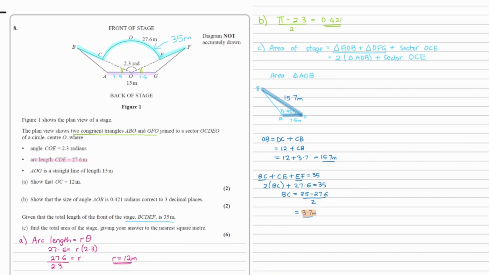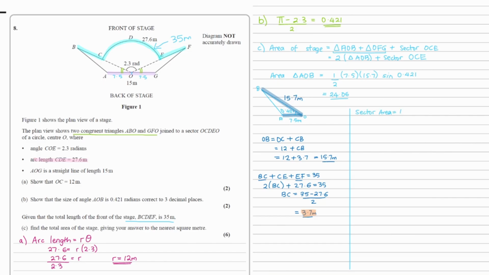And therefore, in order to find the area of triangle AOB, we now have all the lengths and the angle that we need. So we can just substitute it in the formula a half ab sine C. So we will do a half multiplied by 7.5 multiplied by 15.7 multiplied by sine 0.421. We again have to make sure that the calculator is in radians before we work this out on the calculator. And if we do that, this will give us an answer of 24.06.